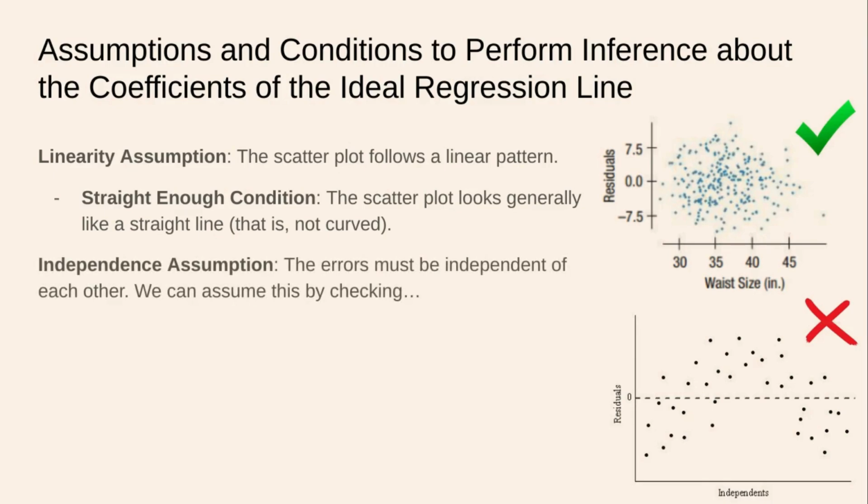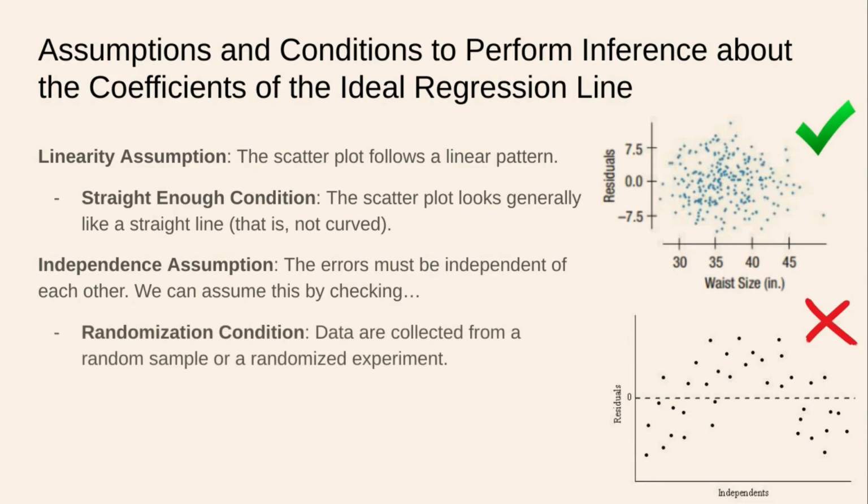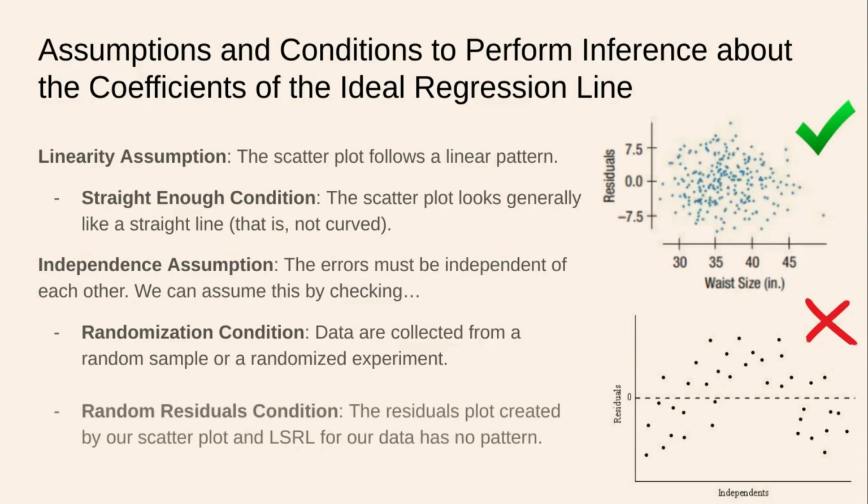The independence assumption, this is an oldie but a goodie. The errors must be independent of each other, all right? We can't have some errors affecting others, some data values affecting others, producing errors that are influenced one to another, all right? And we can check that using the randomization condition. Data need to be collected from a random sample or a randomized experiment, and the random residuals condition, all right?